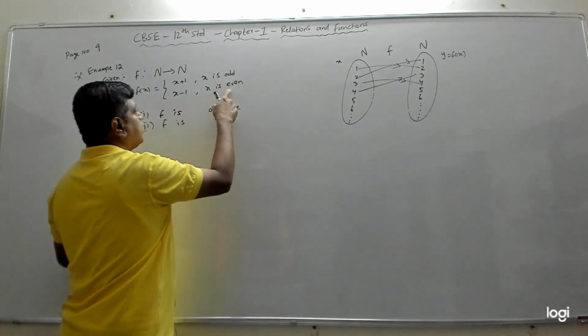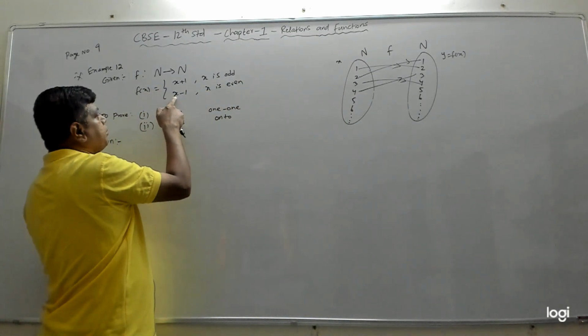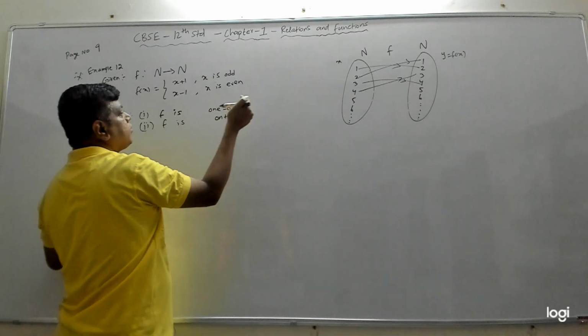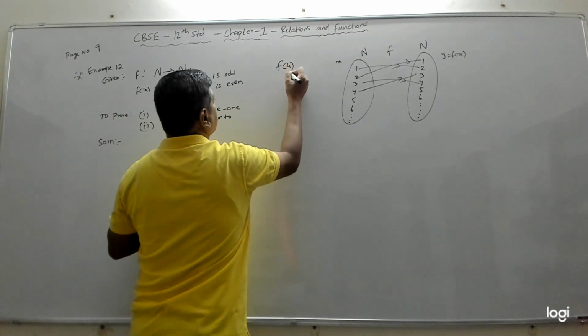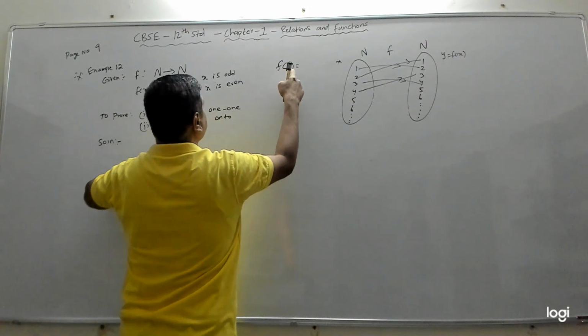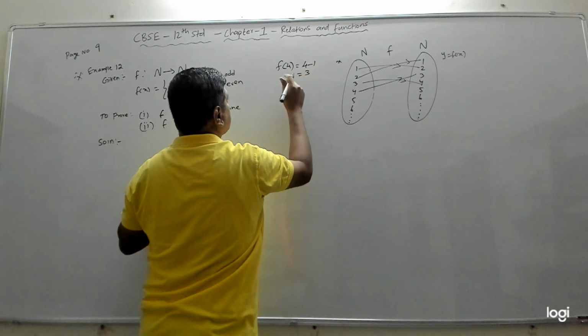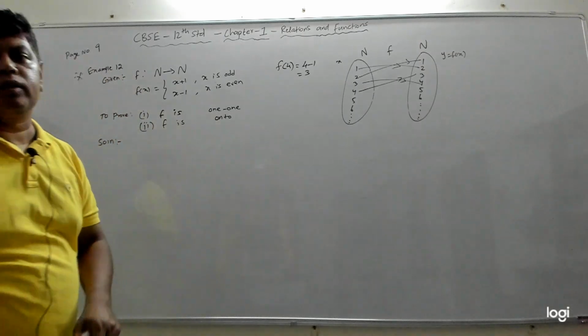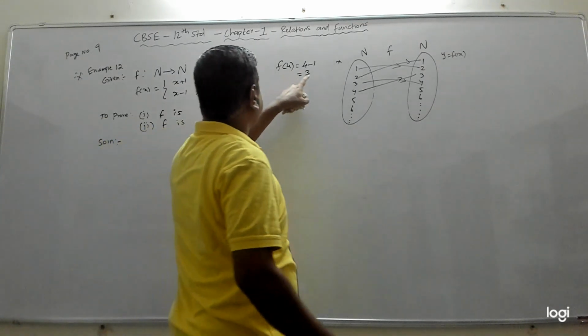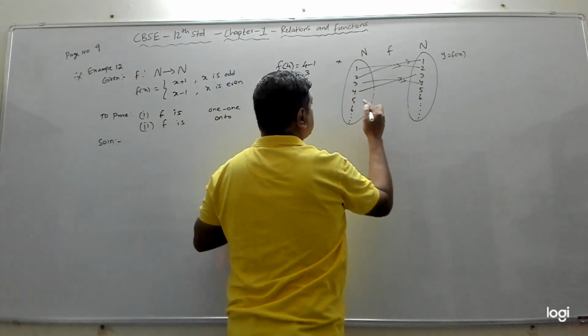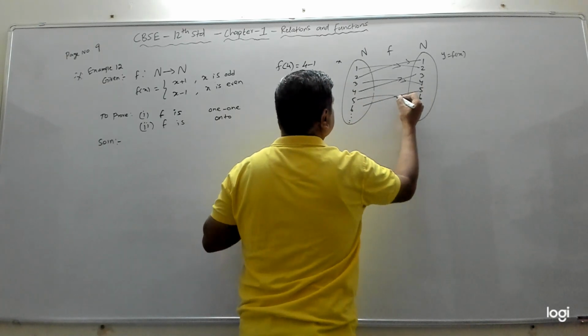Because 4 is even. Even means if I want to find f of 4, it means 4 minus 1, because 4 is even. Even means this function. So 4 minus 1 makes it 3. So 4 is mapped to 3. Similarly, 5 will go to 6, 6 will go to 5. So that is how this mapping is.